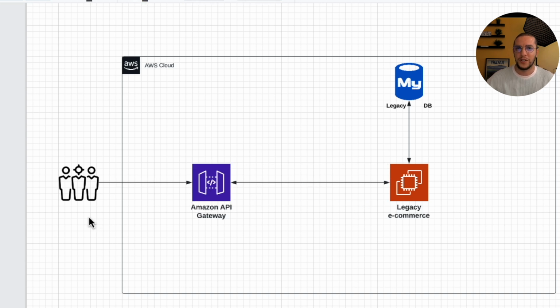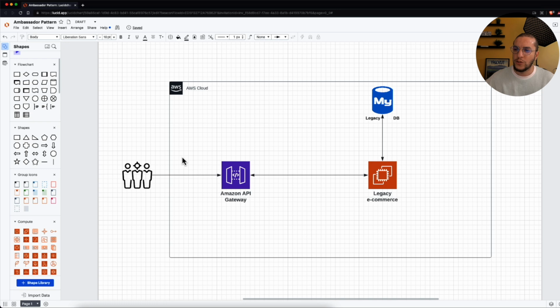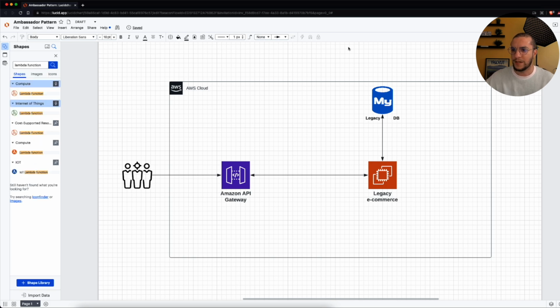When one of your customers makes a request, the request goes to API Gateway, then it gets forwarded to the legacy application, then some cooking happens there, and your legacy application returns the response to the API Gateway, which then relays it back to the customers. So what we are going to do here is introduce an ambassador. So let's start simple and use a Lambda function for this.